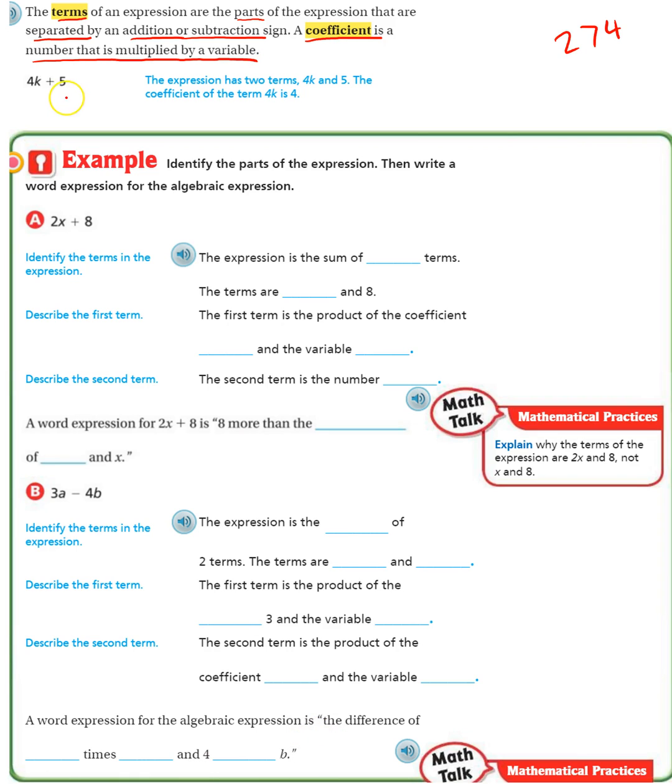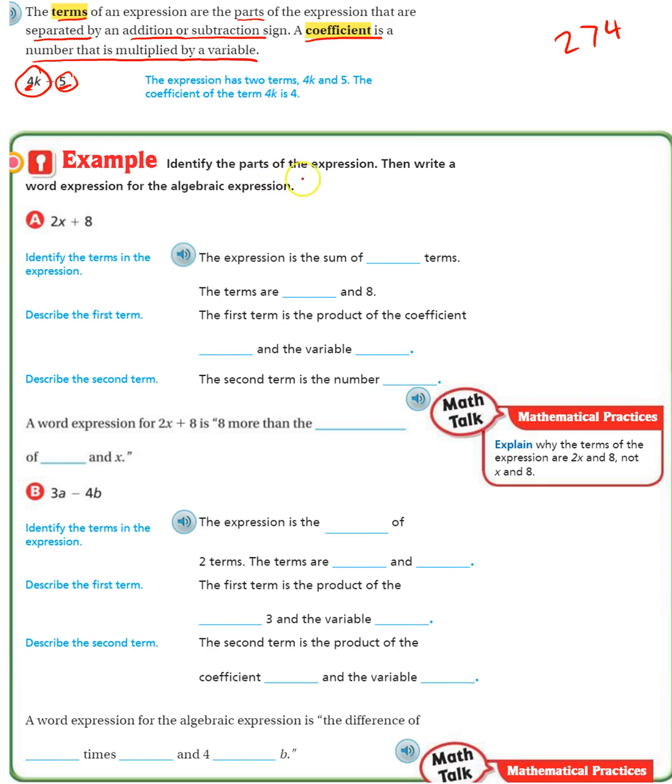Okay, so this would be a term, and the 4 would be a coefficient. And the term would be 4k, or 4 times k. The coefficient is 4. And the other term would be 5.